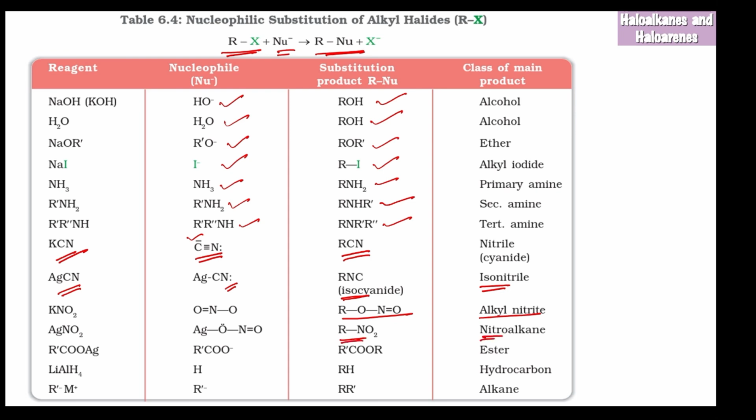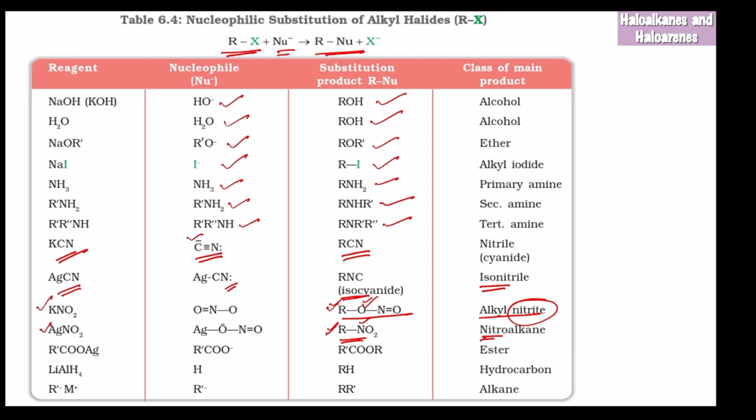What is the difference between these two products? In the alkyl nitrite that is formed, the carbon atom of the alkyl halide is bonded to the oxygen atom of the NO2 group. And in the nitroalkane that is formed, the carbon atom of the alkyl halide is bonded to the nitrogen of the NO2 group. So silver nitrite will form nitroalkane, whereas potassium nitrite will form alkyl nitrite.